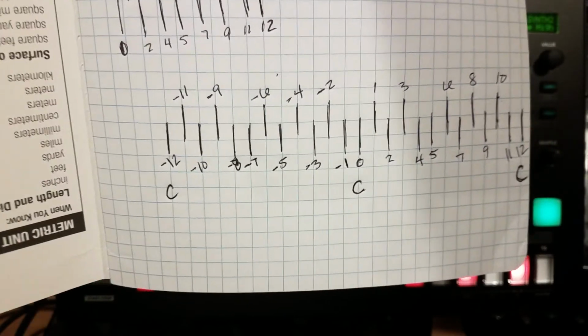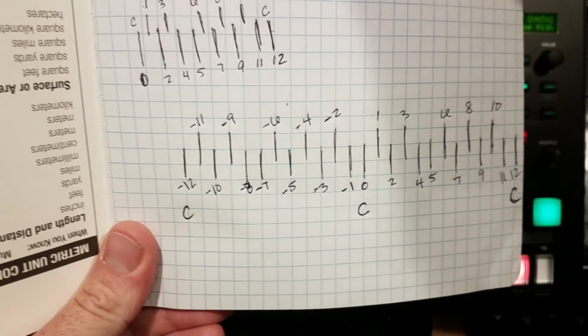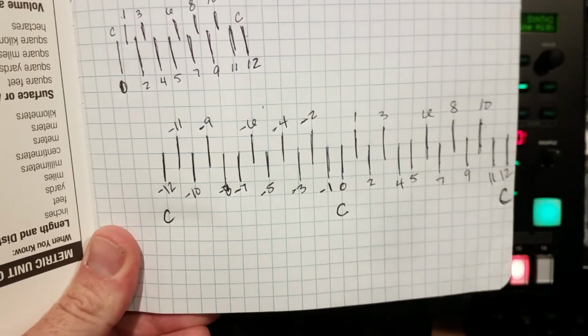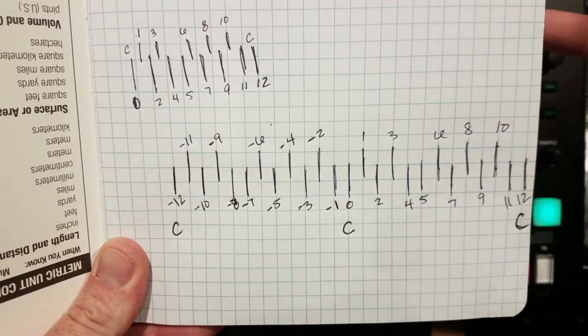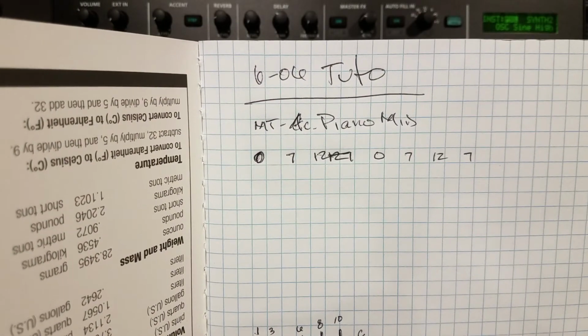If you want to go any further, you're welcome to do so, but this is how I started. This will help you get a melody out using these numbers. So for that, 0, 7, 12, that's what I did. 0, 7, 12, 7, 0, 7, 12, 7.